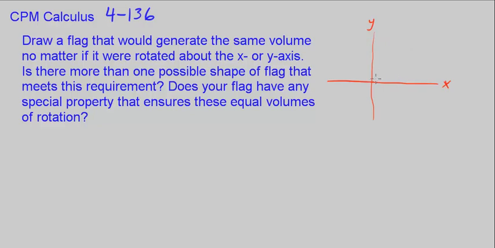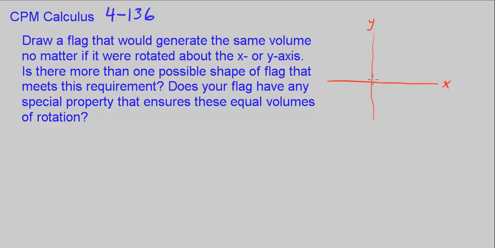So for example, this flag right here probably would not do because it's going to create a spherical shape here, and then around the y-axis is going to be a completely different shape. Okay, so the idea here is you're going to want to make sure you have the same volume. The easiest way to do that is to make sure that it goes across the line y is equal to x, right?